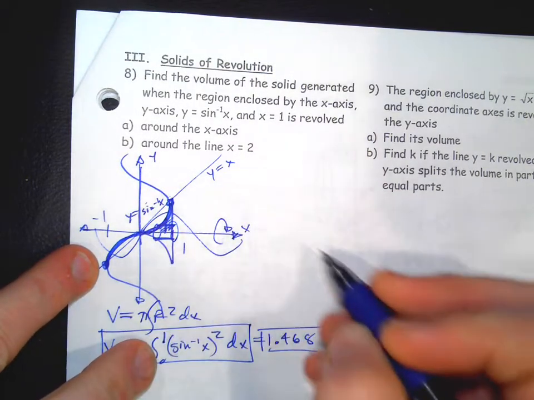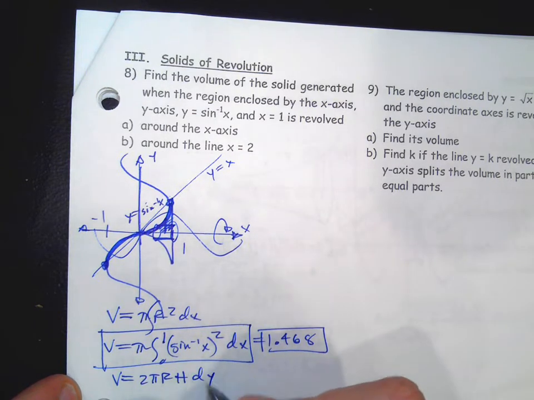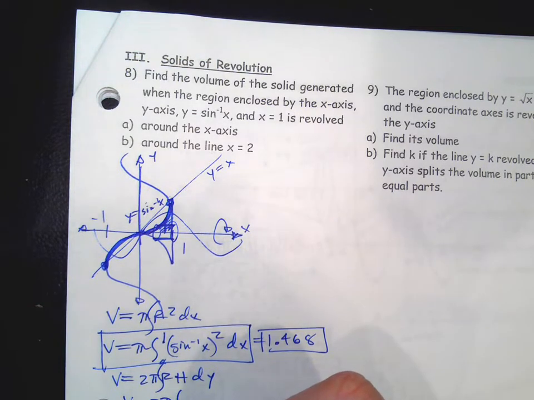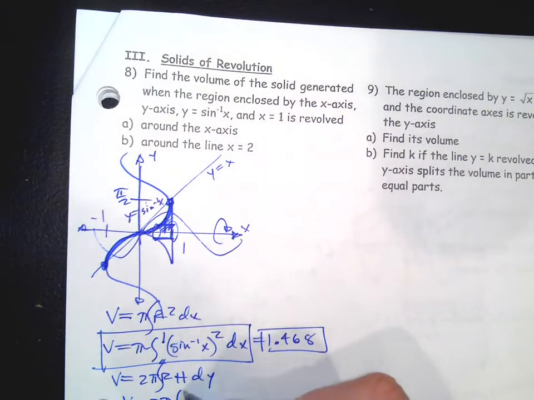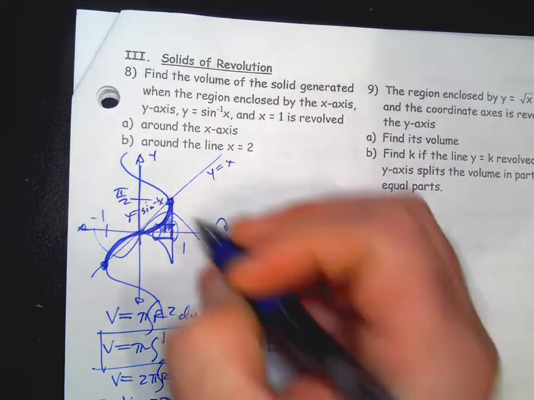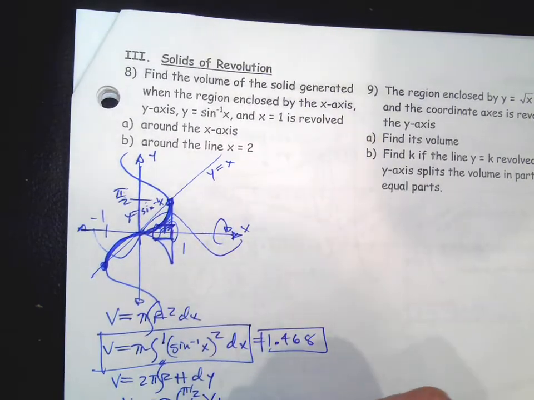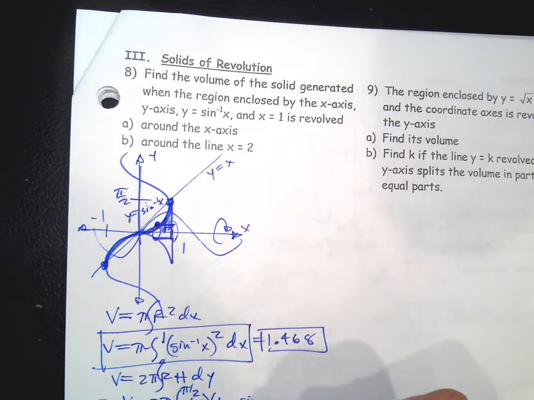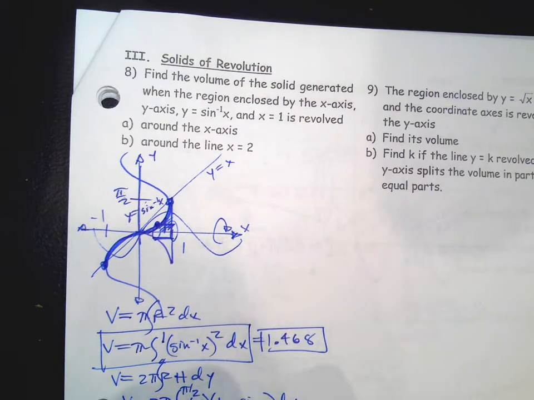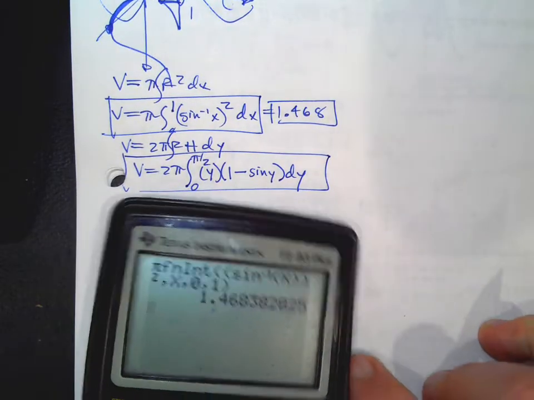So we could do it like that, or we could do shells, parallel to the x rotation. So that'd be 2 pi r h dy. And the limits would be in the y direction, 0 to pi over 2. The radius would be y. The height of the shell would be 1 minus this x coordinate in terms of y, which would actually be sine of y, dy. So that's your setup with shells.